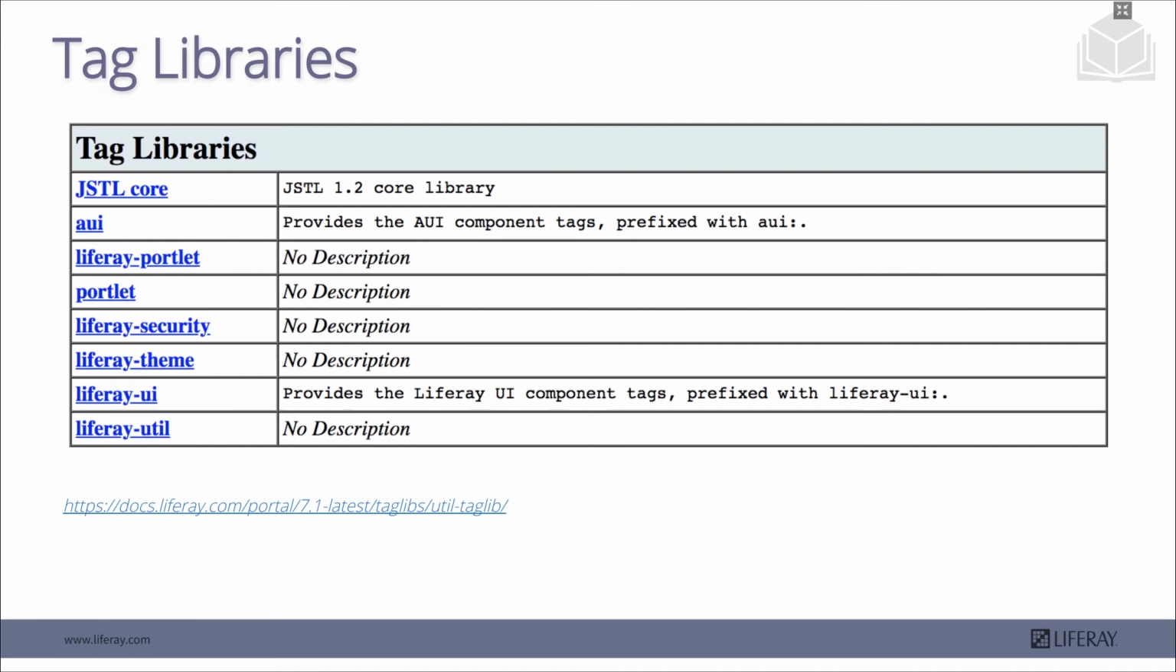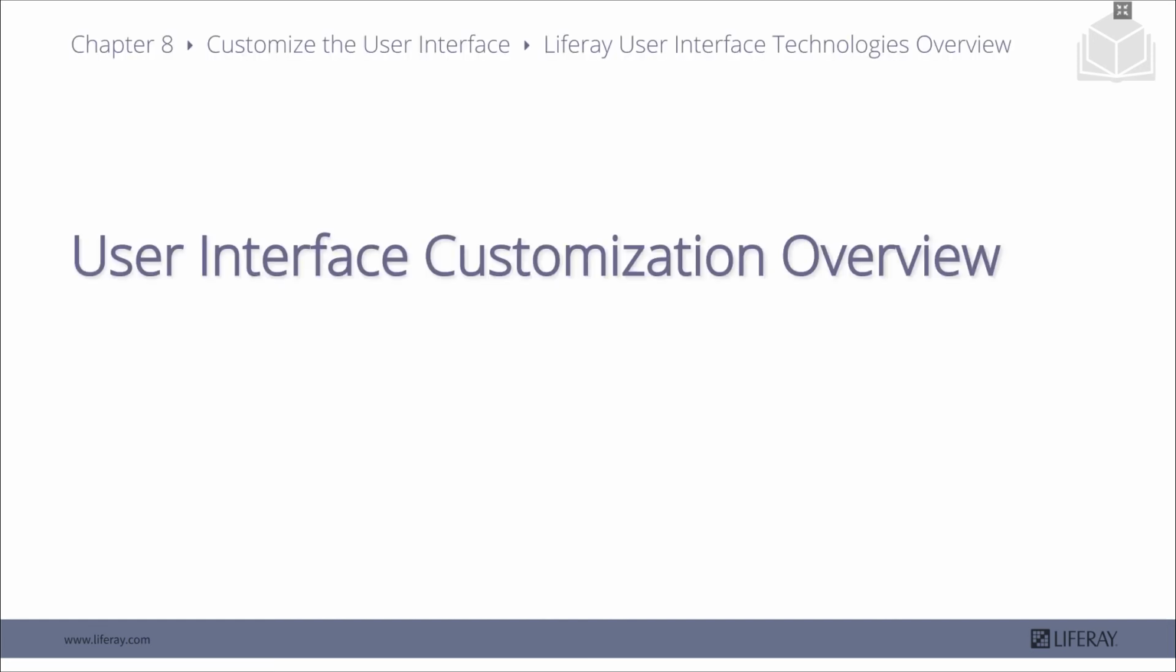The AUI, for example, allows us to use Alloy UI tag libraries. The portlet library allows us to use portlet-specific attributes, as we've seen previously with things such as the portlet render URL and portlet action URL. Liferay UI allows us to use some components, not OSGi components, but Liferay-specific components within our UI. Things like a container to store things, like in a grid, for example. And we have a couple of other ones that we're going to be playing with a little bit more.